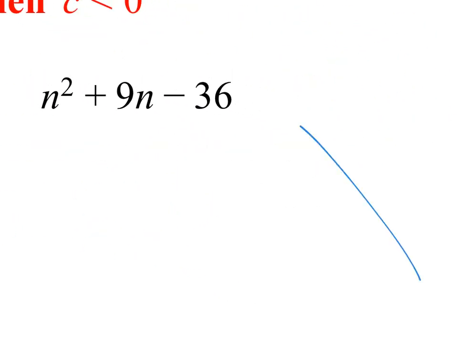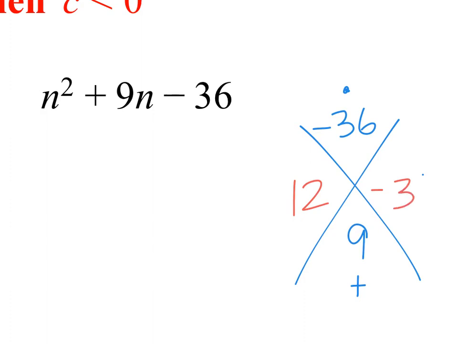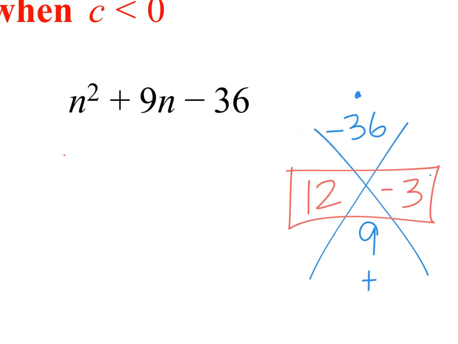Negative 36. Ooh, this is a good one. Two numbers that multiply to negative 36 and add to positive 9. Okay. 12 and negative 3. If you're not sure if it should be negative 12 or negative 3, use a calculator and check it, if checking it in your head isn't working. So 12 and 3. You're using n here.